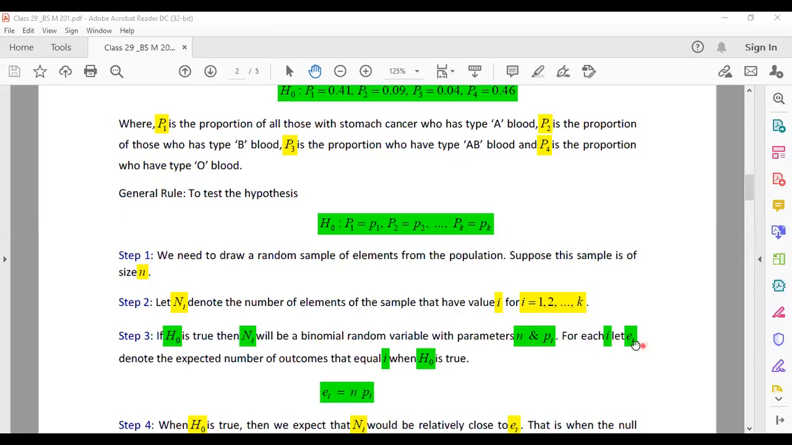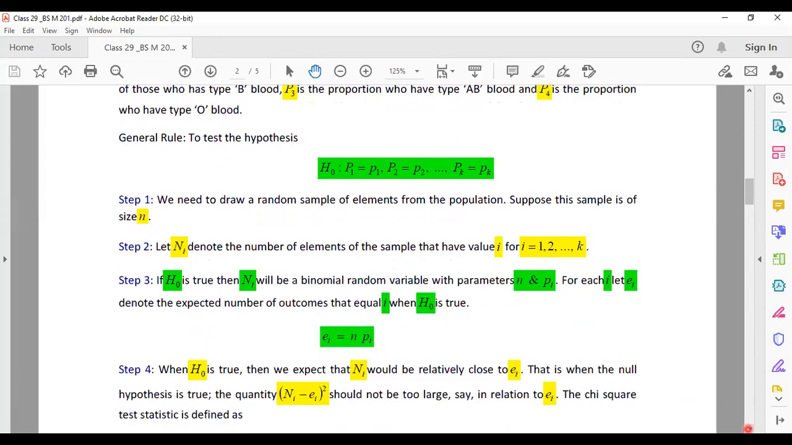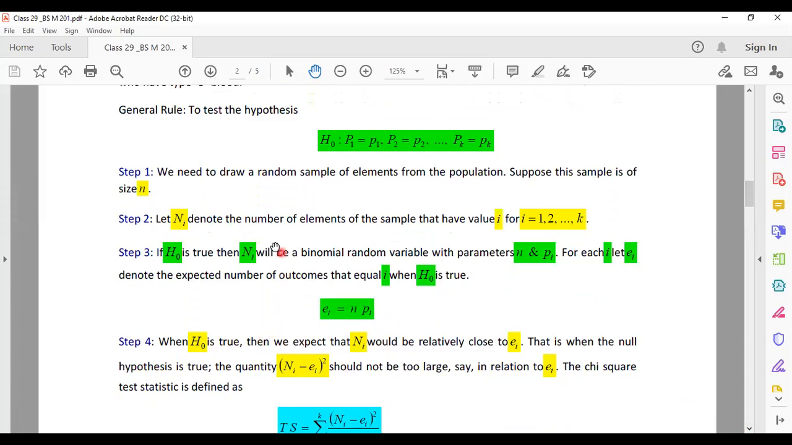For each i, let ei denote the expected number of outcomes that equal i when H0 is true. And you know, in the binomial variable case, the expectation is given by ei equals n times pi, isn't it? So they have calculated the expectation, and you can calculate it too. Once you calculate the expectation, this is the observed value, capital Ni, the number of people having that characteristic that you are observing directly from the sample.